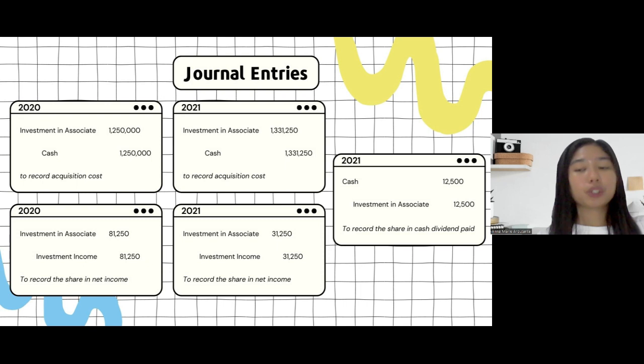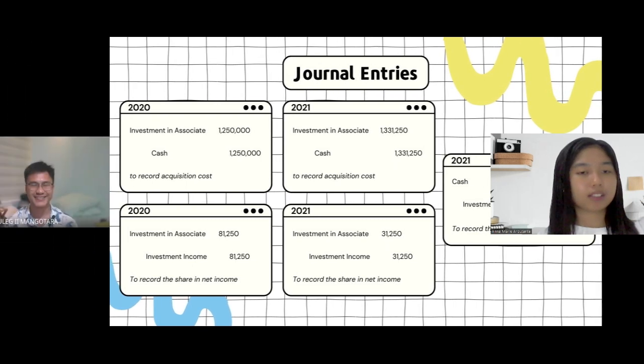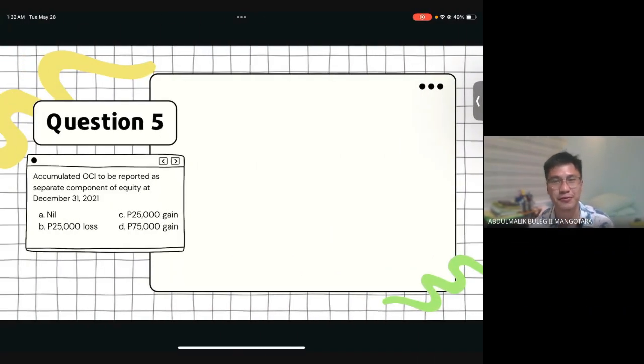And these will be our journal entries if it's being asked. So we are now in question number 5. So what is question number 5? The question asks, what is the accumulated OCI to be reported as separate component of equity at December 31, 2021?